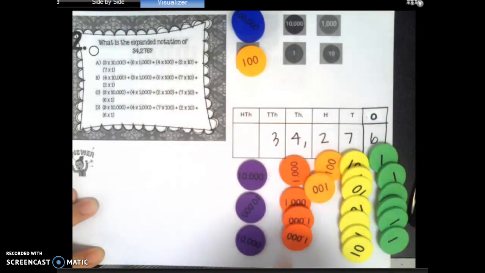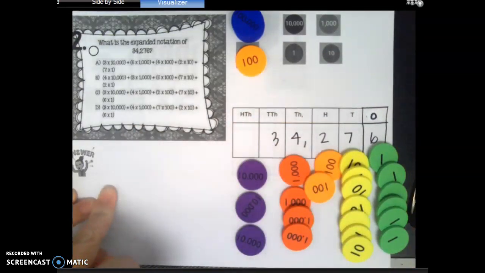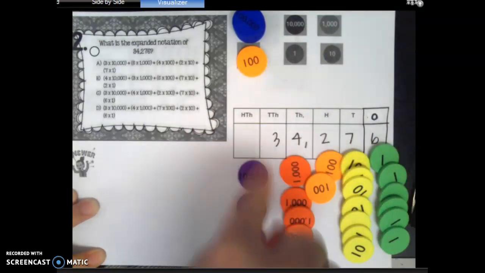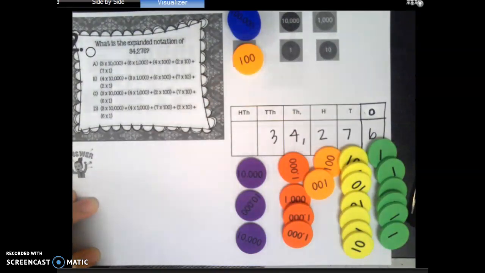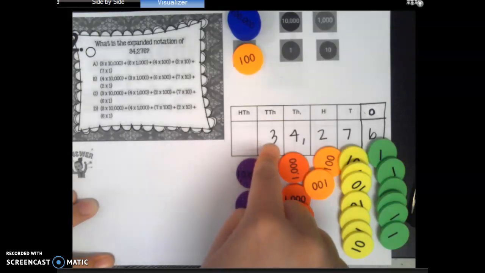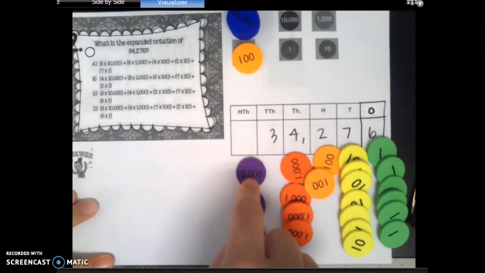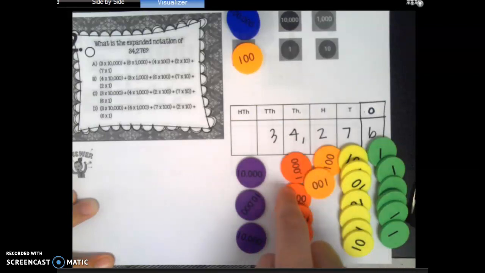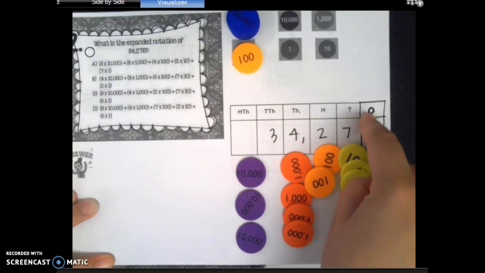You can create this number just like I did. You can stack it below this, or you could stack it over here off to the side. You have room to do these numbers, to build them with your place value discs. So I hope that you did that. So I have 3 10,000s. Remember, for expanded notation, it is the digit in the place value times the place value. So 3 times 10,000, 4 times 1,000, 2 times 100, 7 times 10, and 6 times 1.